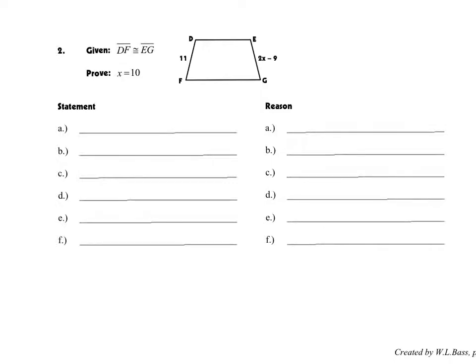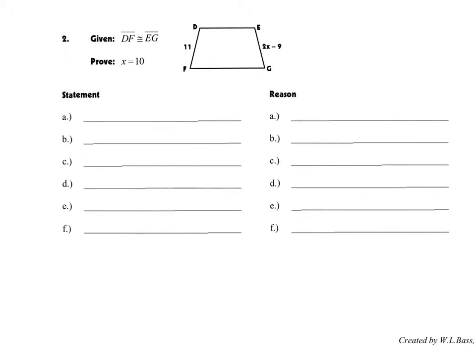Okay, in this 2-column proof, we are given that line segment DF is congruent to line segment EG. And our reason there is that it is given information. So that's what we start our first proof with, the information that was given to us, and our goal is what we're trying to prove, which is x equals 10.